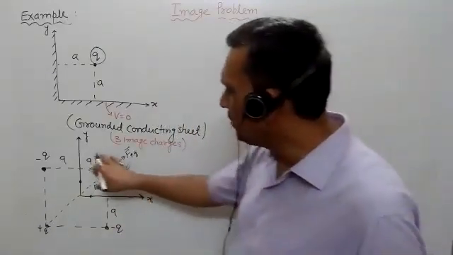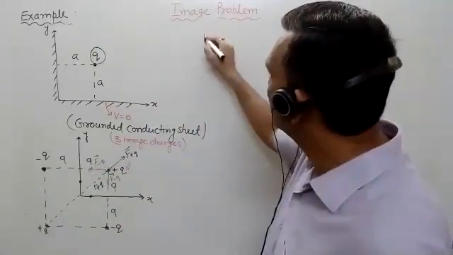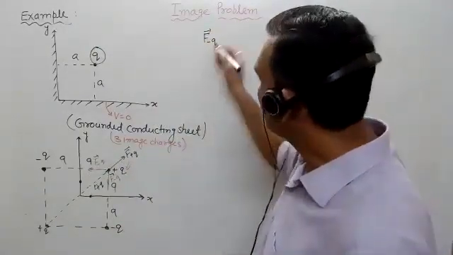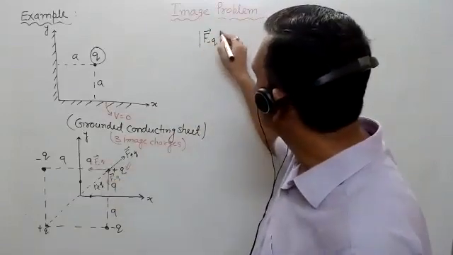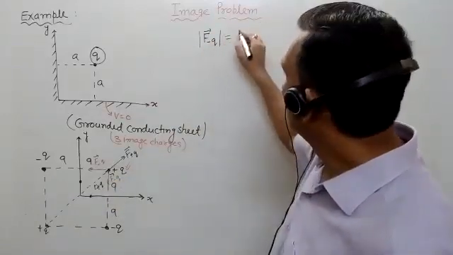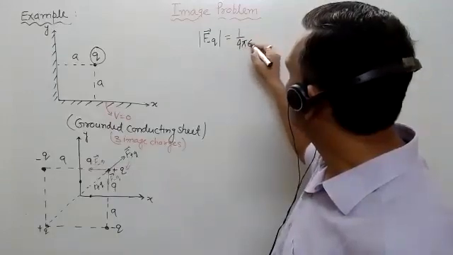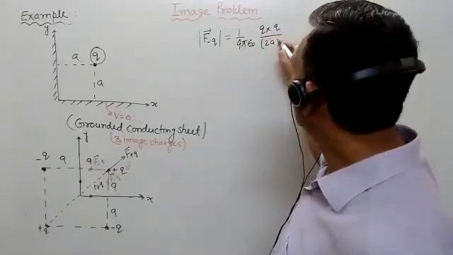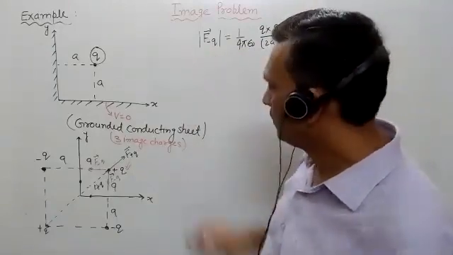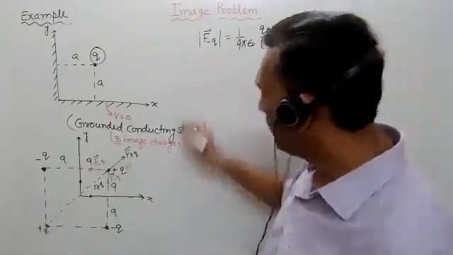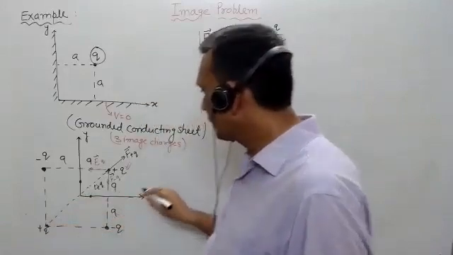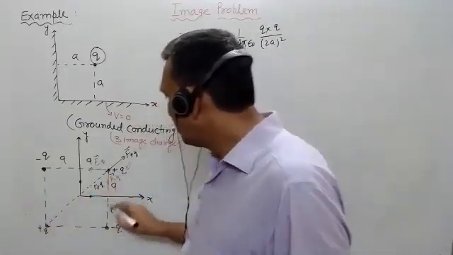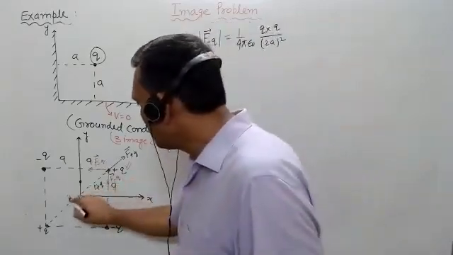So we can easily write the magnitude of force F minus q. In both cases, mod F minus q is 1 by 4 pi epsilon naught q into q by 2a whole square. And what will be this distance? Let us take this distance as small r.